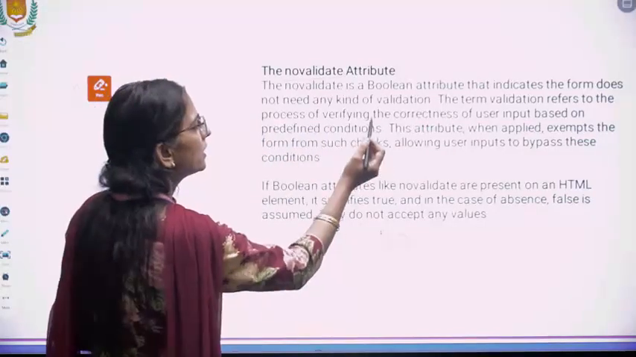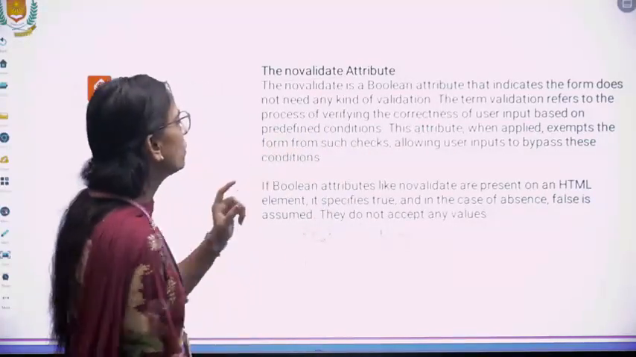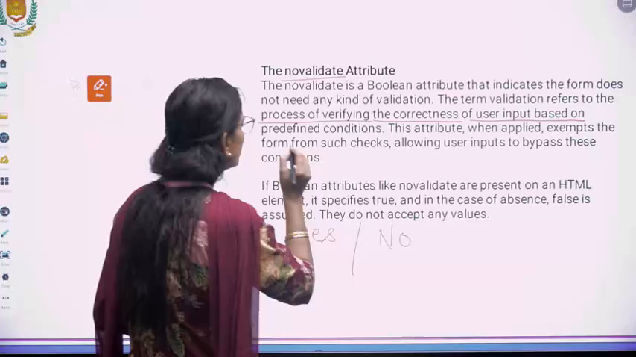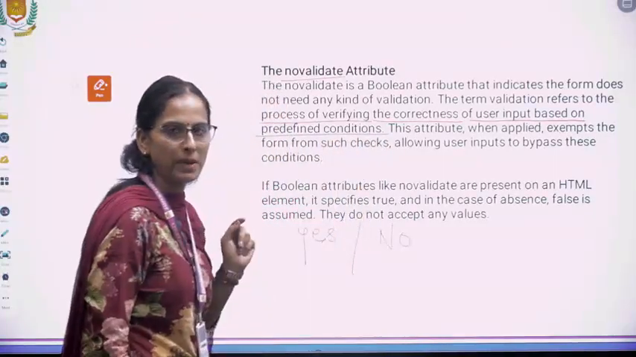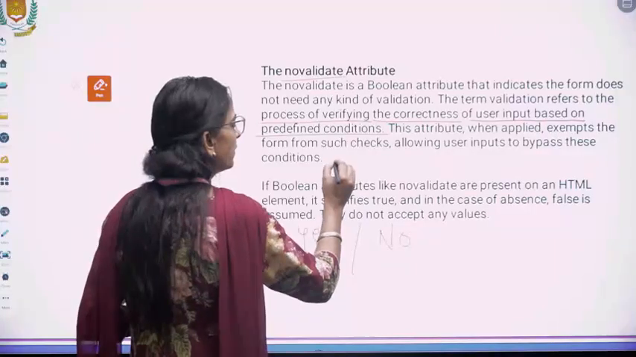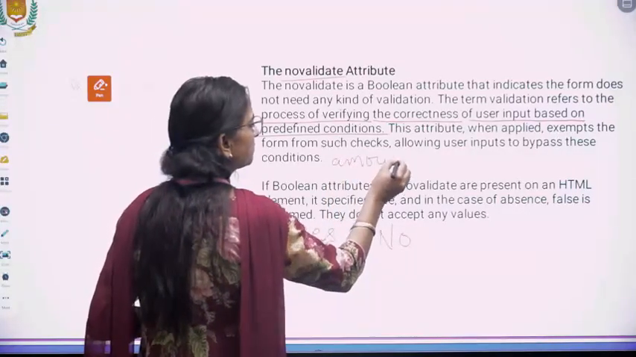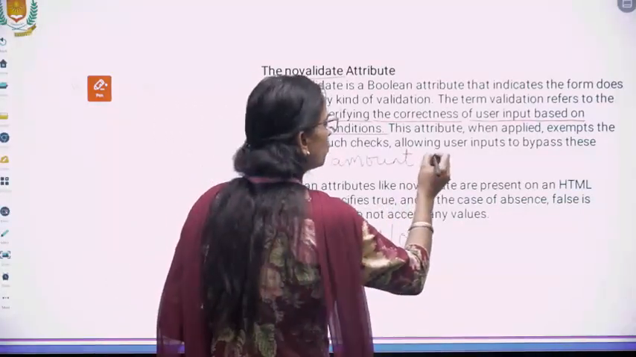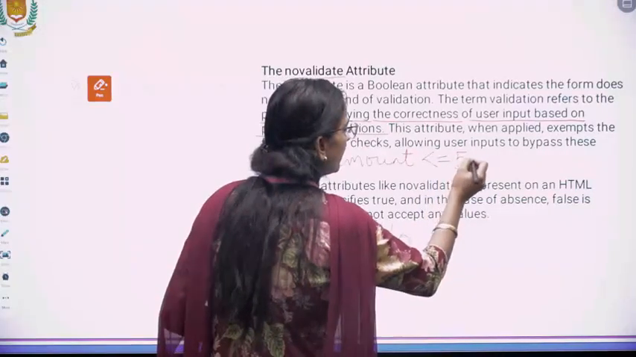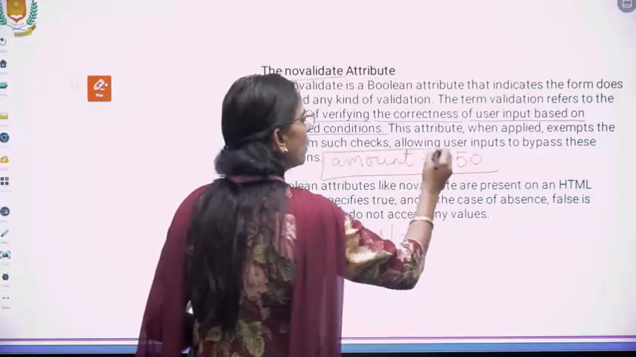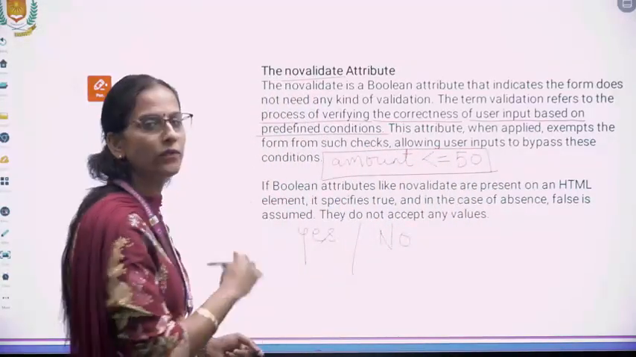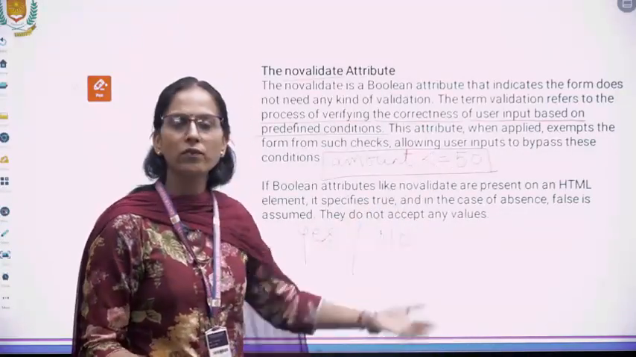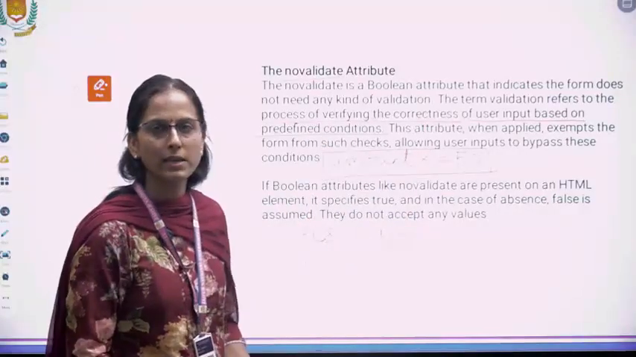The term validation refers to the process of verifying the correctness of user input based on predefined conditions. Basically, suppose we have taken amount as the field where you will be accepting rupees. In the amount you will write less than or equal to 50, so less than or equal to 50 will not be accepted. Below 50 you cannot give the value. You have to give a value more than 50; less than 50 will not be accepted.